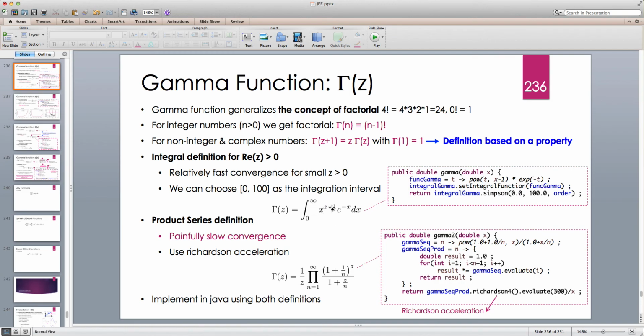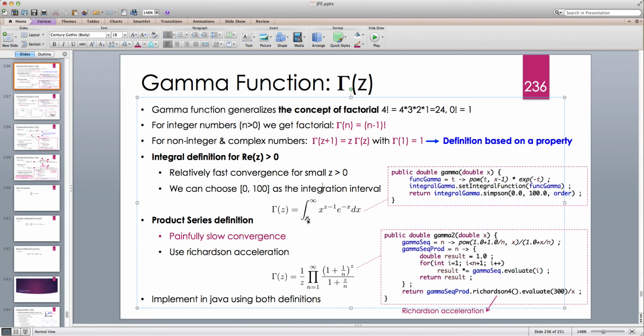And the very first thing that you can notice is that for the convergence, we have to have the real part of z positive. So this integral form is a valid form for gamma only for complex numbers for which the real part of z is positive. Or if z is a real number, then it is only valid for positive real numbers. All right. So this integral has a relatively fast convergence for a small z, as we expect.